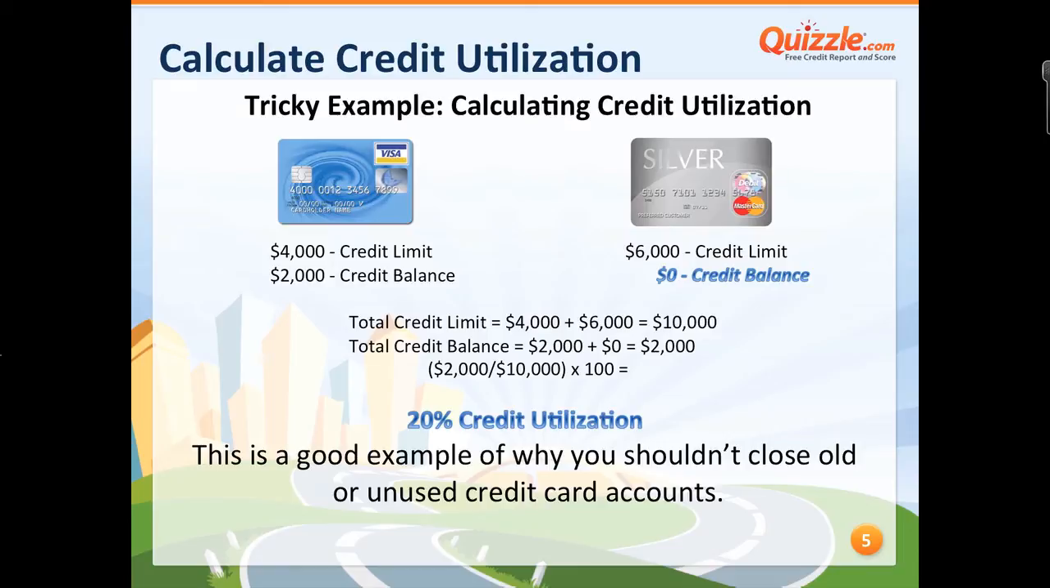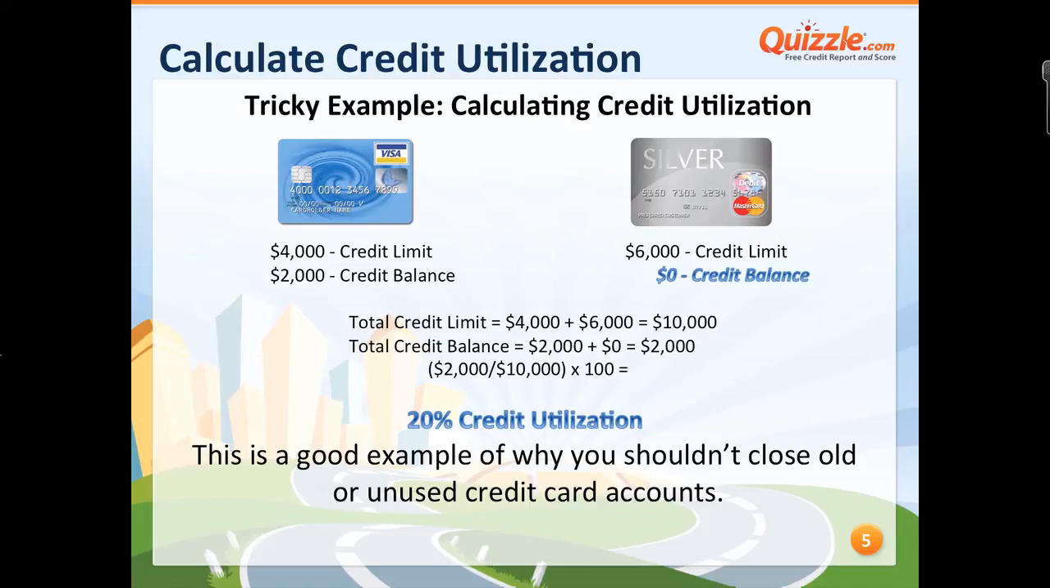And like I said before, moving from 25 to 20% is going to have a positive effect. Now, the really important thing in this example is you can start to see how very important it is to not close those old or unused credit card accounts. So let's say we had this very same scenario, and instead of just leaving that MasterCard open so that we can consider that 6,000 into our total credit limit, we'd actually closed it.